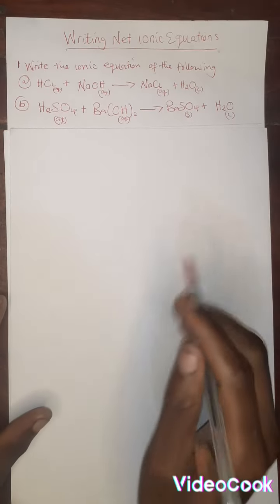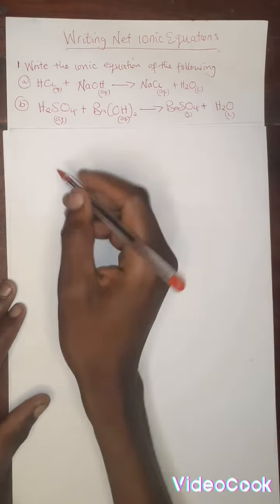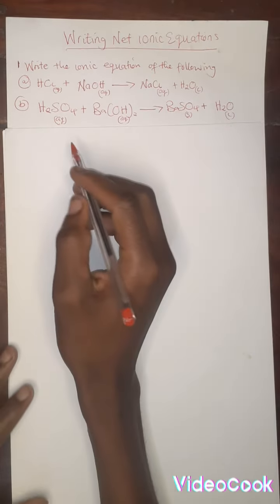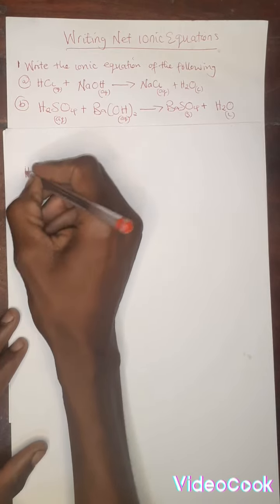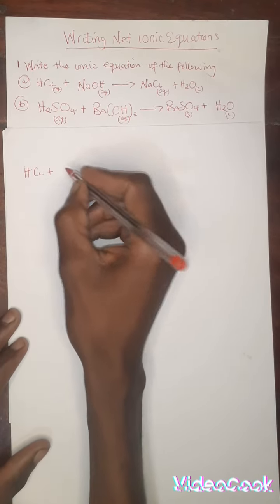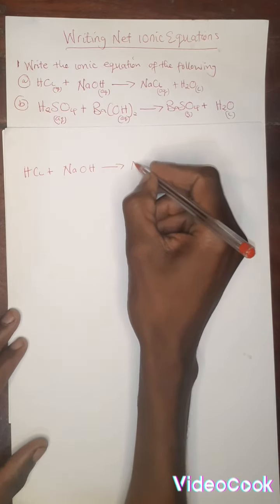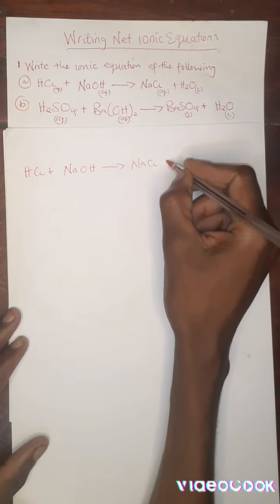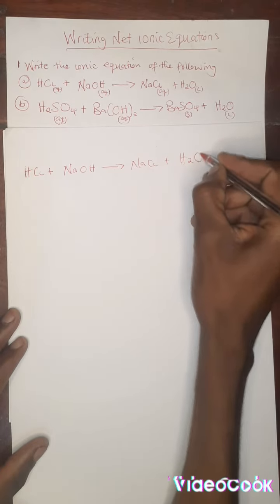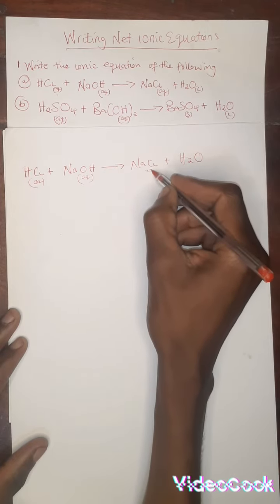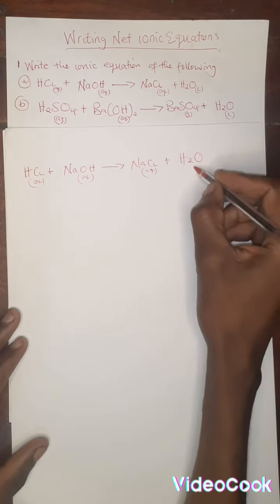To write the net ionic equation, we need to rewrite this equation. So this will be hydrochloric acid plus sodium hydroxide to produce sodium chloride plus water. You need to write the state symbols. So that is aqueous, that is also aqueous, that is also aqueous, and then this is a liquid.